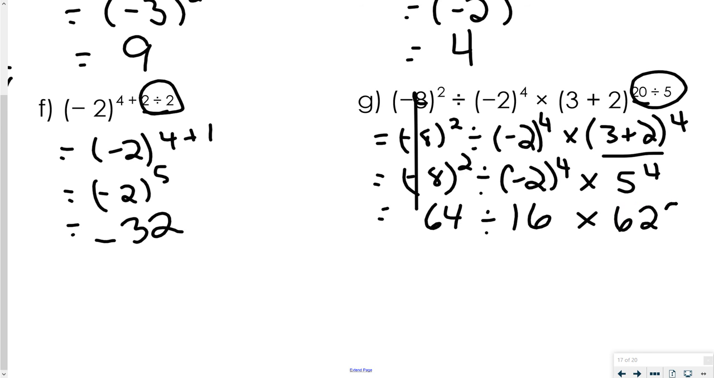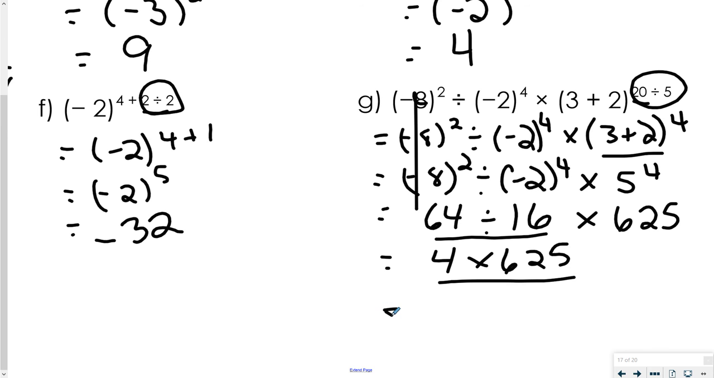625 for 5 to the 4th power, right? Because 5 times 5 is 25, times 5 is 125, and then times 5 again. Okay? Then order of operations, multiplication or division. I hit division first, so 64 divided by 16 gives me 4 times 625. 4 times 625 is 2,500.